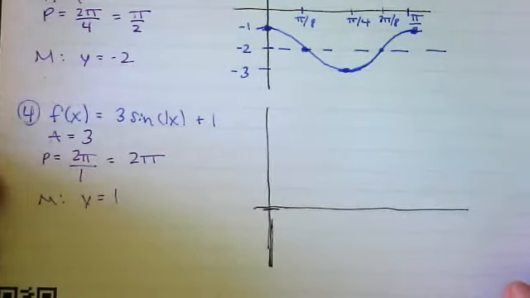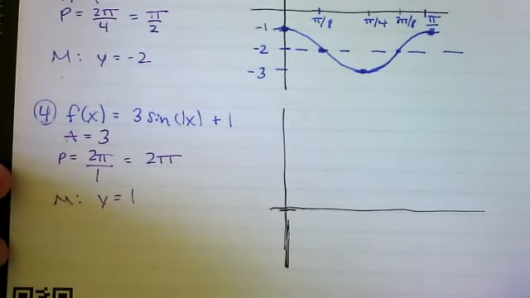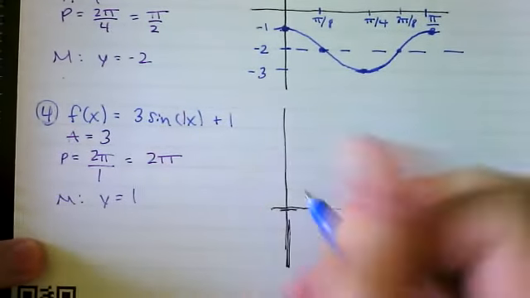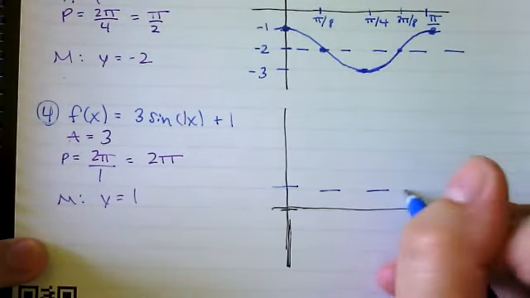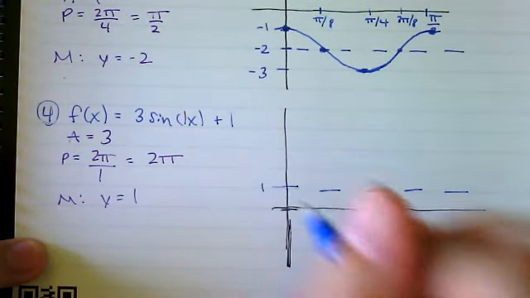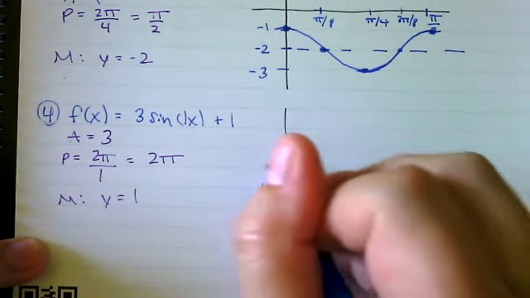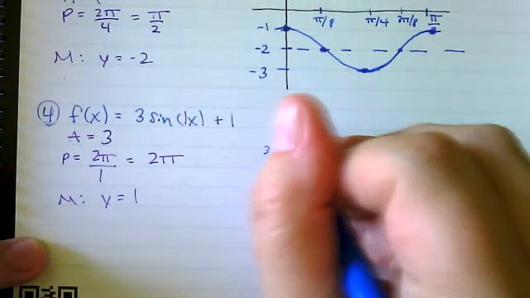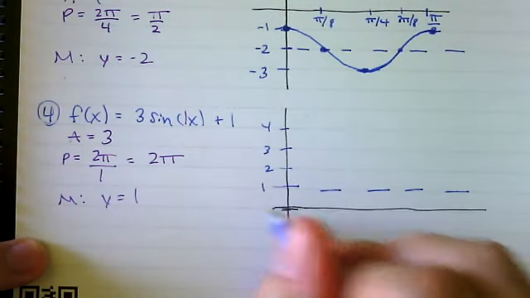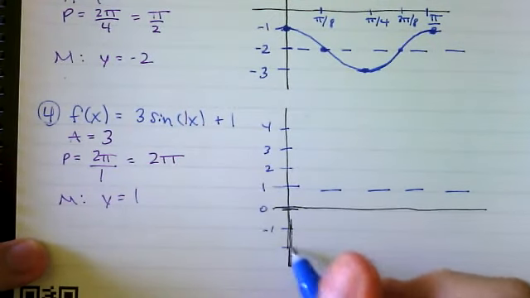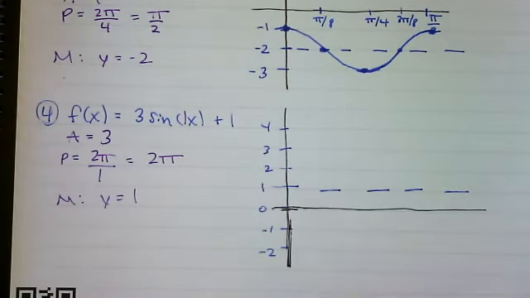Okay, and our last one here for question number 4. Okay, so here my new midline is shifted up at 1. There's 1, and I'm going to be going 3 is my amplitude. So I'm going 3 above it. So 2, 3, 4, and then 3 below. So 0, -1, -2. Okay, this one is sine.